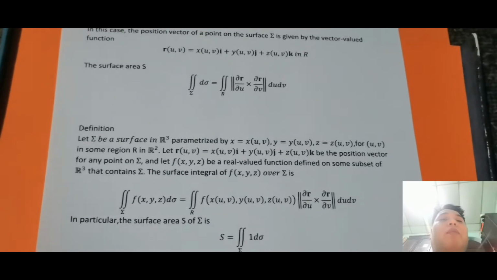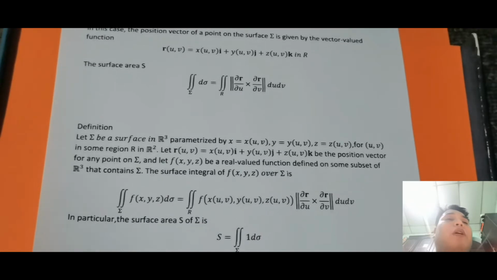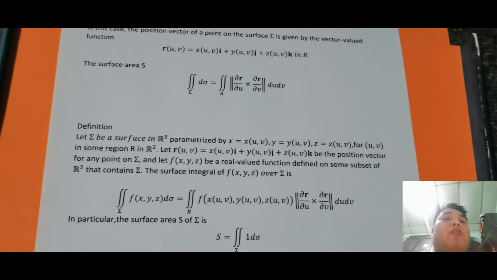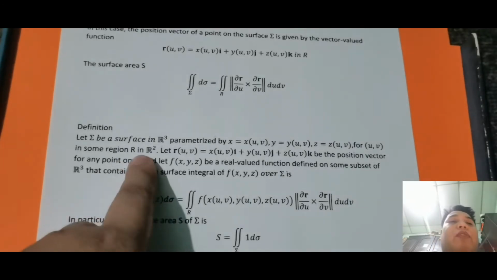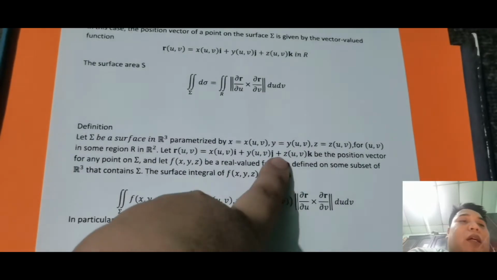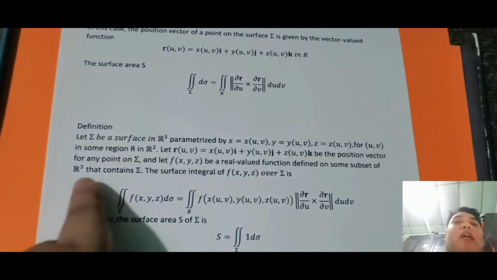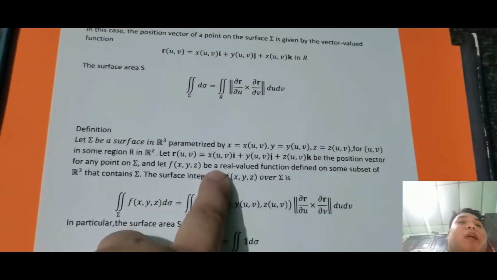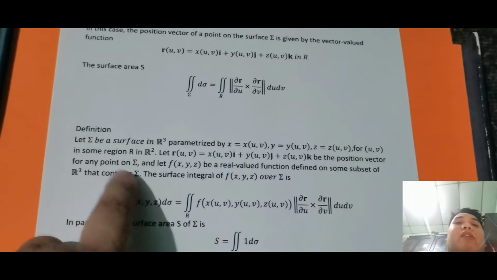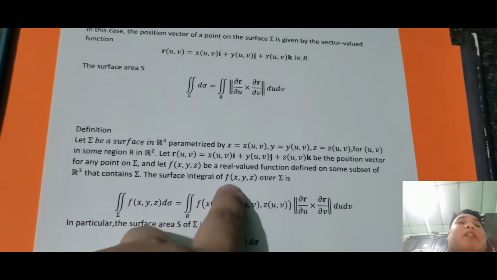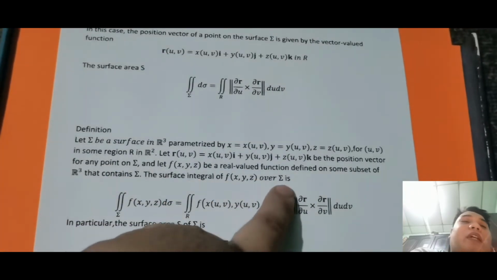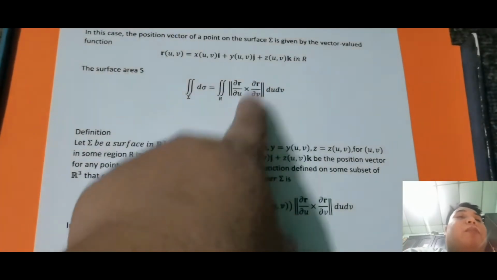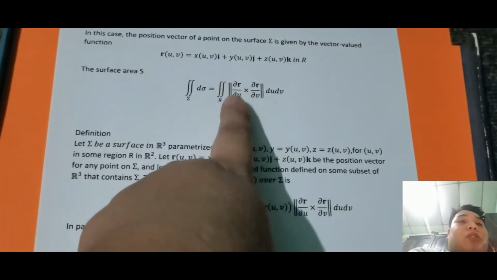So definition, let sigma be a surface in R3 parameterized by x is equal to x of u, v, y is equal to y of u, v, z is equal to z of u, v, for u, v in some region R in R2. So let R of u, v be the position vector. So given na, alam na natin. For any points on sigma, let f of x, y, z be a real valued function defined on some subset of R3 that contains sigma. The surface integral of f over the surface sigma is, so again, ito yung formula na gagamitin natin pag ang given is just a position vector.